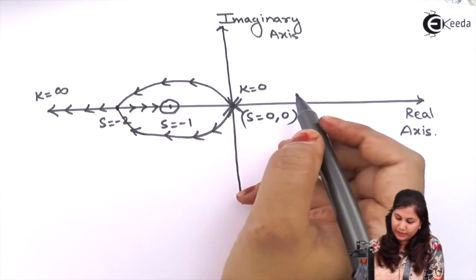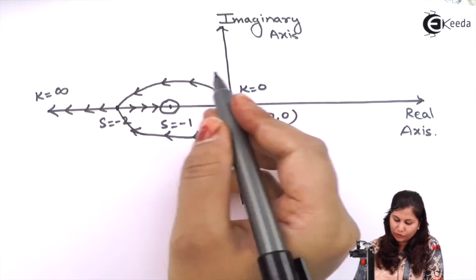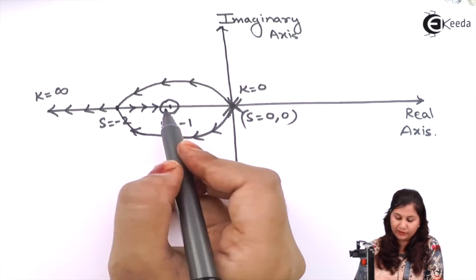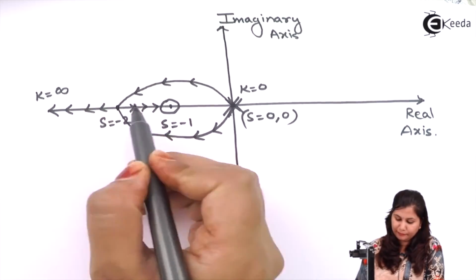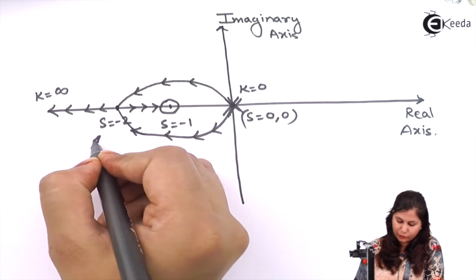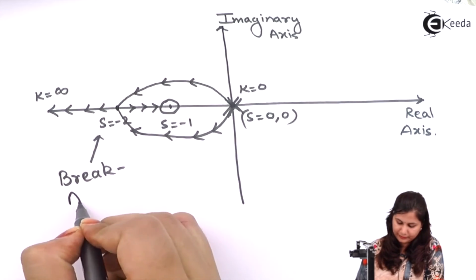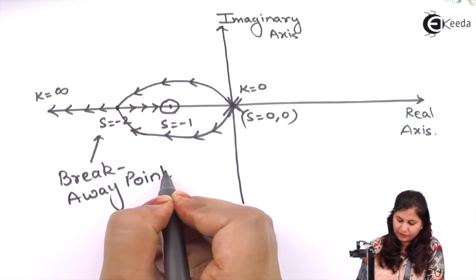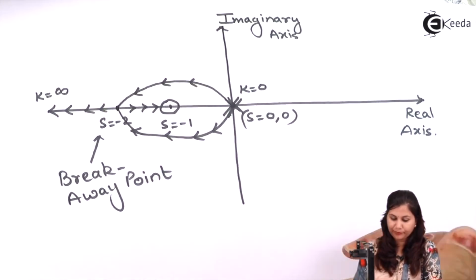So this is the complete root locus of this system. We have drawn all the things: poles we have denoted by a cross, the zero by a circle, and this is the complete root locus. s = −2 is the breakaway point, and we have the asymptote at θ = 180 degrees.